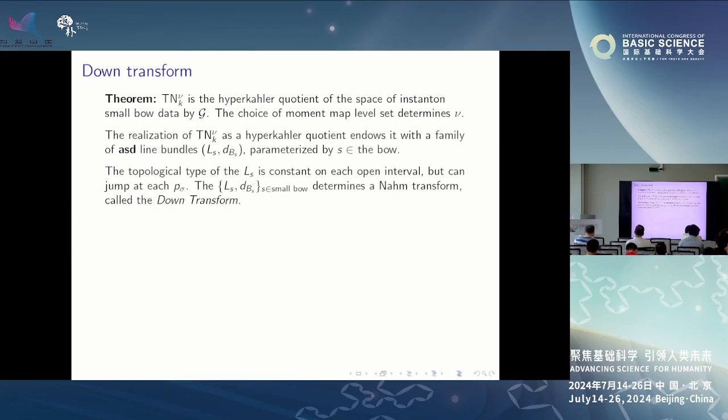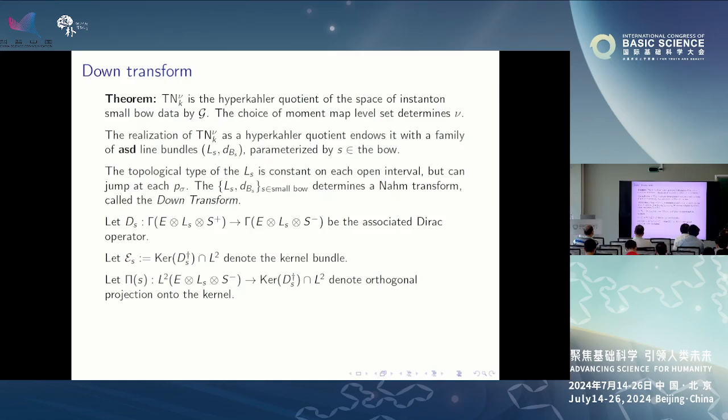And so this family L_S with connection determines a Nahm transform, which we call the down transform, just to remind us that we're dropping dimension from 4 to 1. So we let D_S be once again the, oh, I switched sides for my spinors, sorry. And we get the kernel bundle once again, calligraphic E. It's going to be the kernel of that Dirac operator. And we'll let pi of S be the projection onto that kernel.